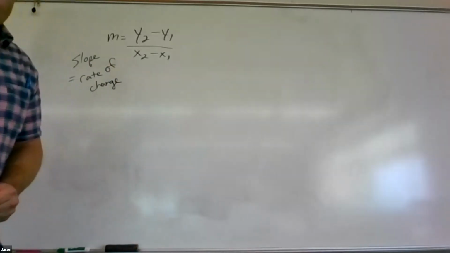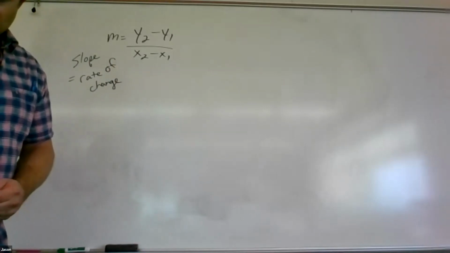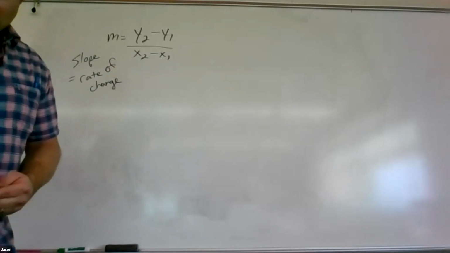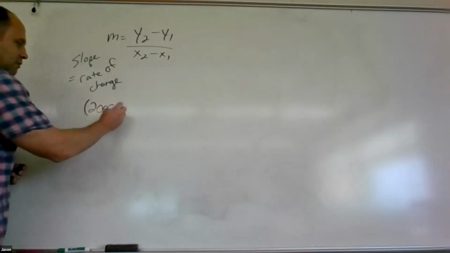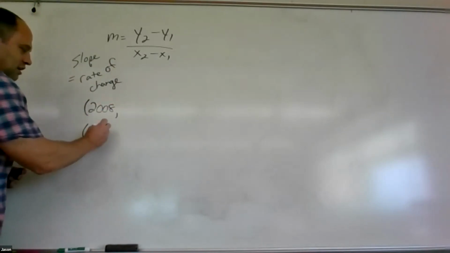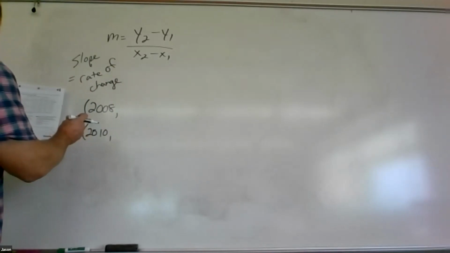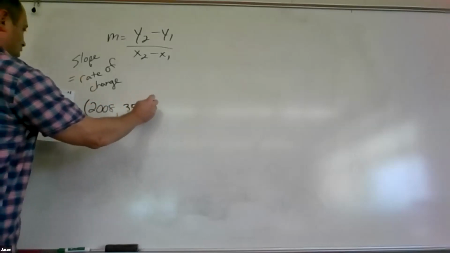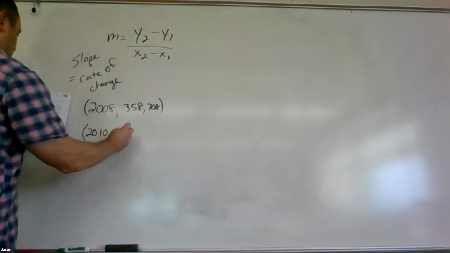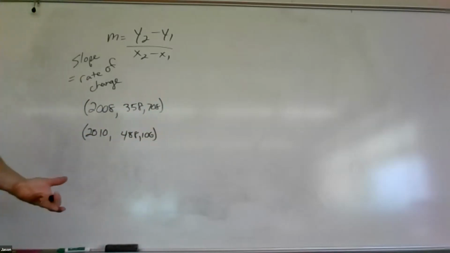So when it asks on number 22, what's the average rate of change for agricultural and natural resources from 2008 to 2010? My first point is 2008, comma something. My second point is 2010, comma something. And I'm getting the information right from the table, right? So agricultural in 2008 is 358,708, and in 2010 it's 488,106. And now it's just a matter of plugging in to find the slope, right?